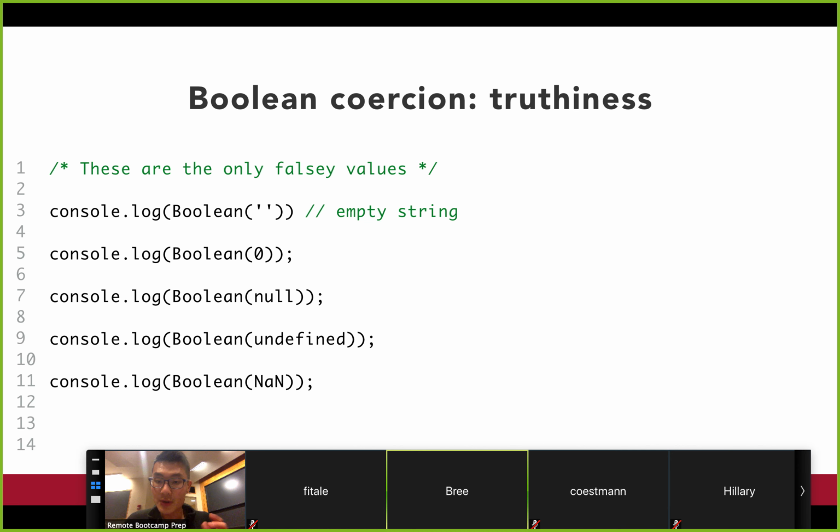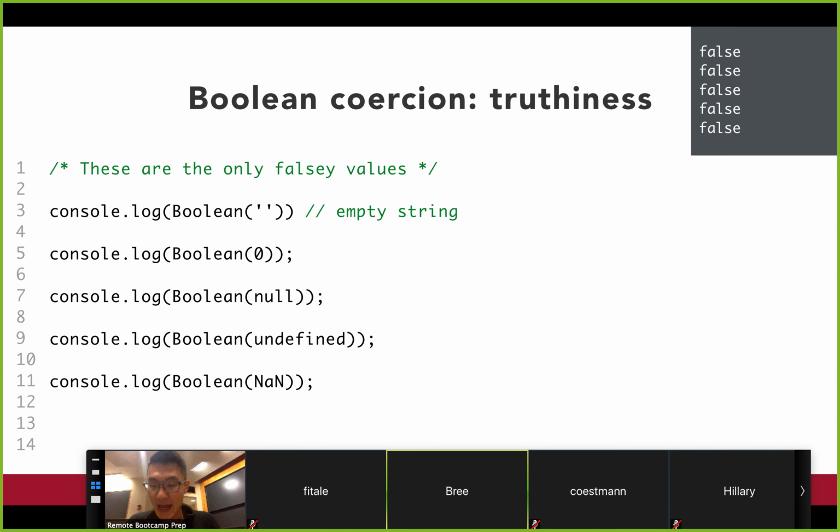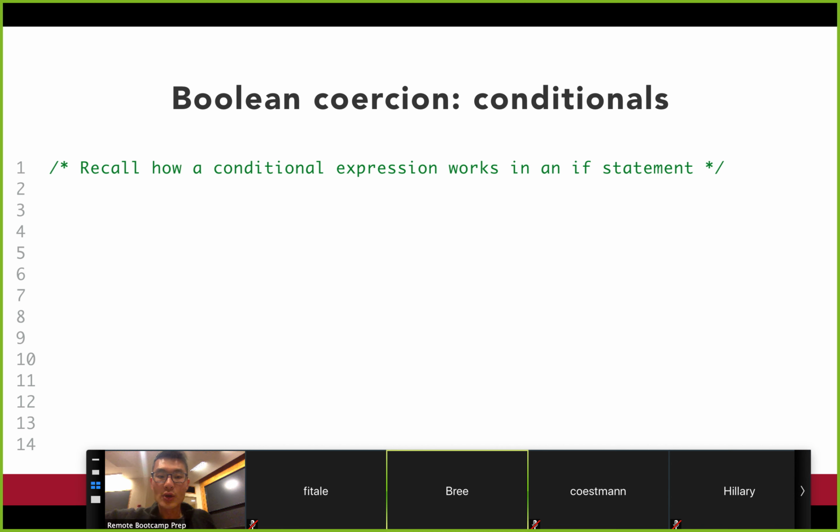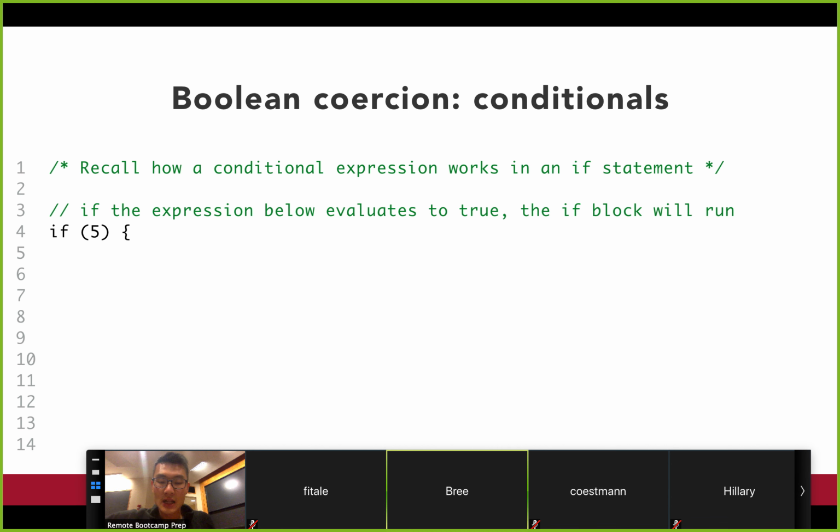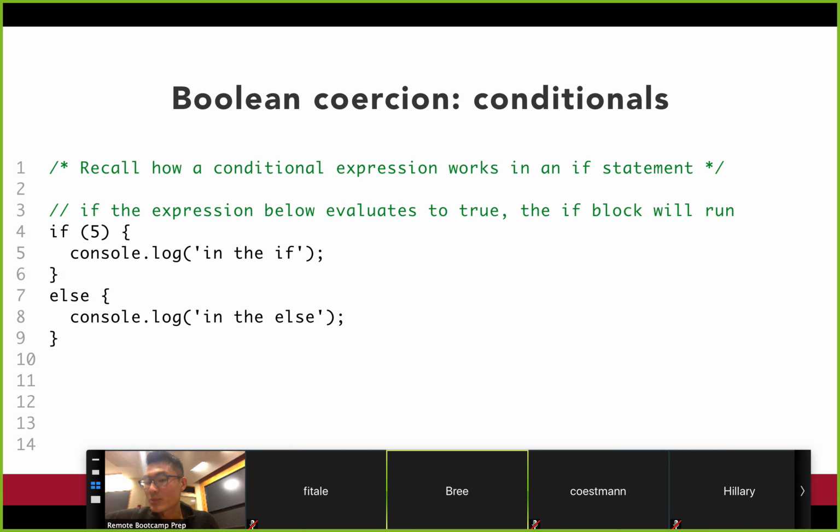So those are the only 6 falsy values: the empty string, the number 0, null, undefined, and the value not a number. Everything else, when you convert to a Boolean, JavaScript is going to give you back true. And if you remember how we had a conditional statement, a lot of times in an if statement, all we're trying to do is figure out, hey, that thing in between those parentheses, is that true or false? If it's true, then we do whatever is in the if block. If it's not, then we do whatever is in the else block.